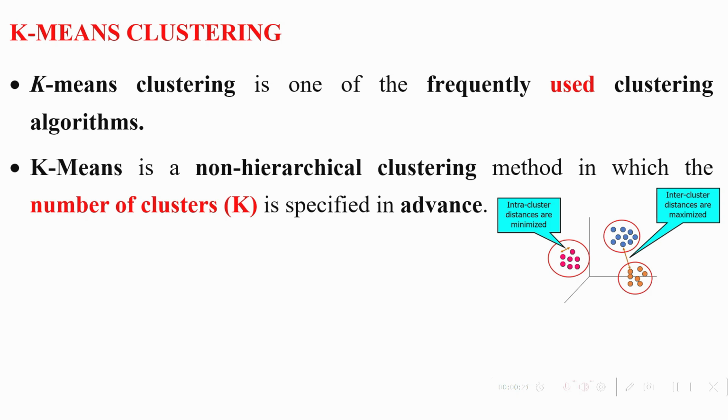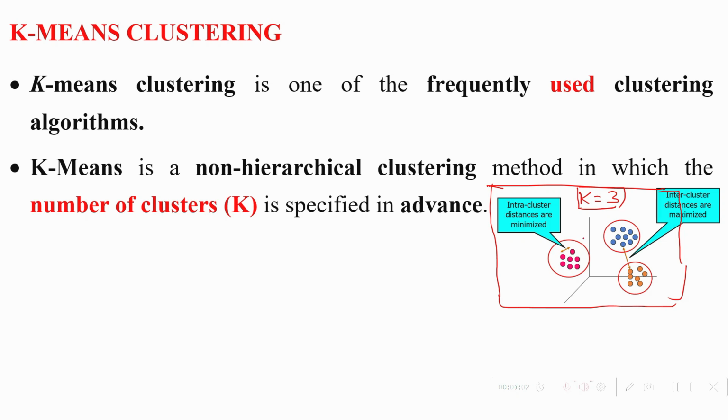K-means is a non-hierarchical clustering method in which the number of clusters is specified in advance. Suppose the data set contains a number of elements. This is the entire space of our data set, and these are the different samples. I want to make these samples into different groups. Simply specify the number of groups. For example, I want k equal to 3 clusters.